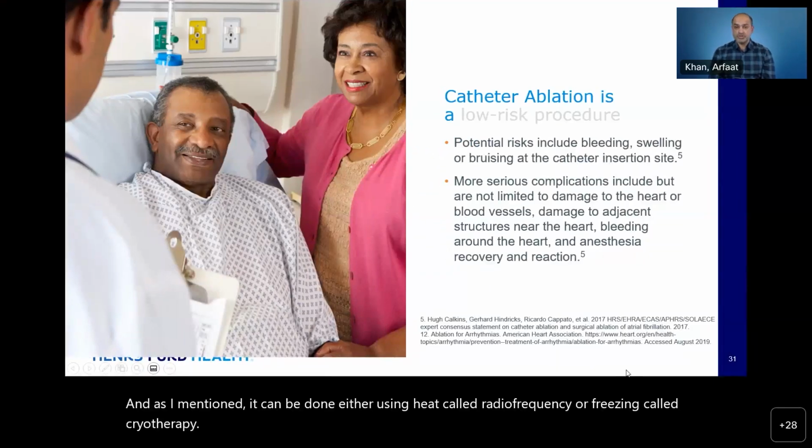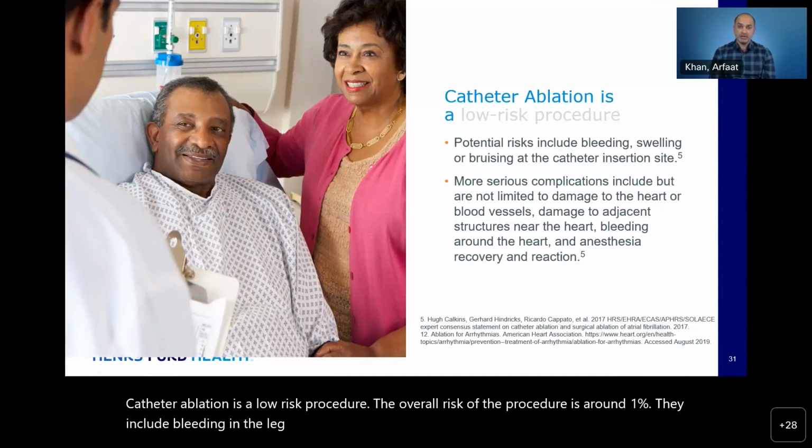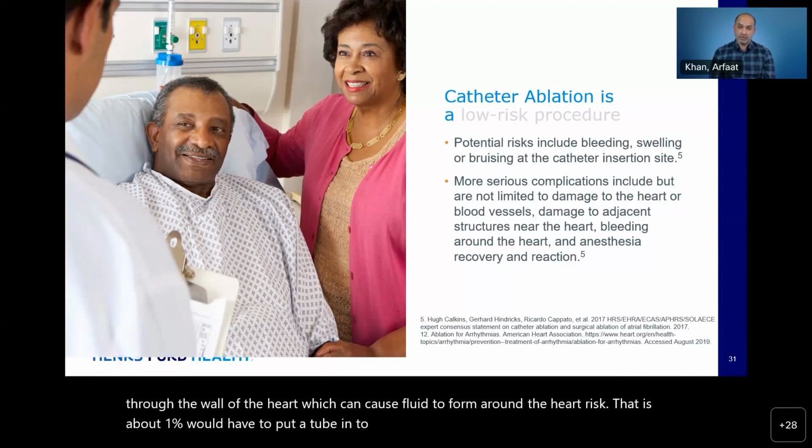Catheter ablation is a low-risk procedure. The overall risk of the procedure is around 1%. The risks include bleeding in the leg where we put the IV in. There's a risk we could puncture through the wall of the heart, which can cause fluid to form around the heart. The risk of that is about 1%. We'd have to put a tube in to drain that fluid out.